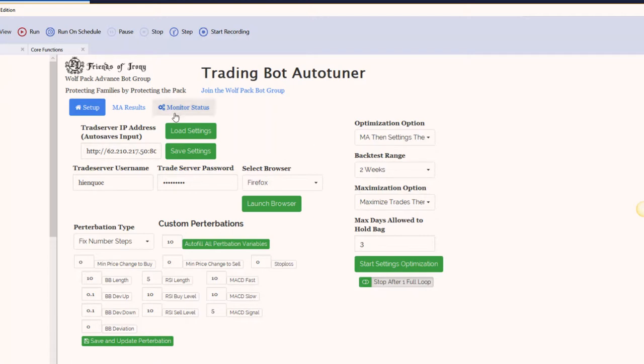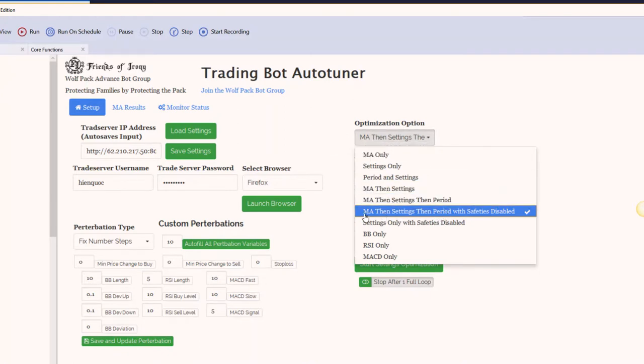And so right here, before it was percentage, we can then change it by fixed number steps. So you can then say, hey, BB dev up dev down moves by 0.1, BB length by 10, RSI length is moved by 5, positive negative, buy levels, sell levels by 10, MACDs 10, 10, and 5, 0 for deviation, save the perturbation.